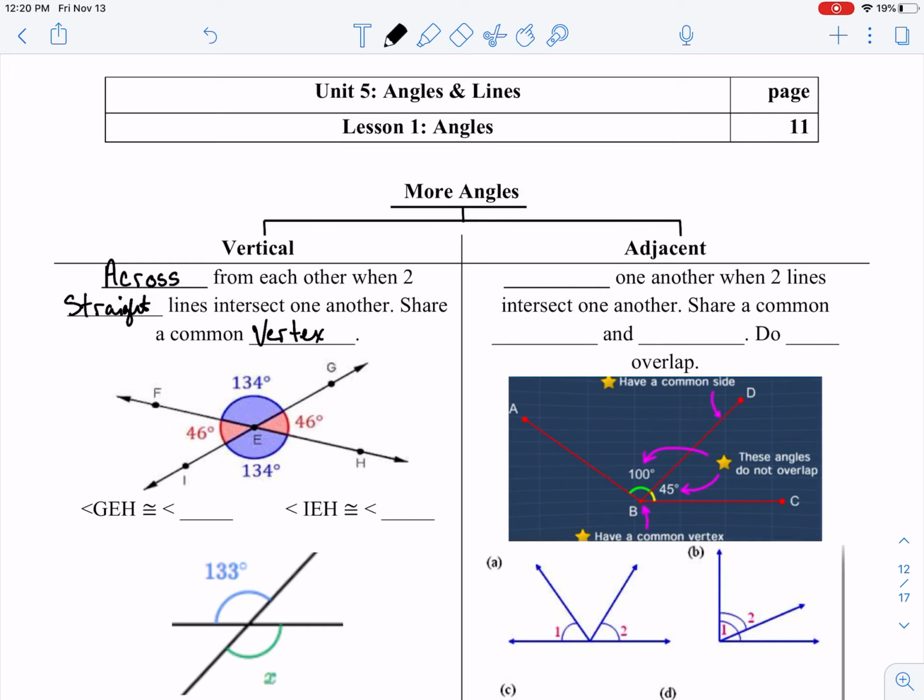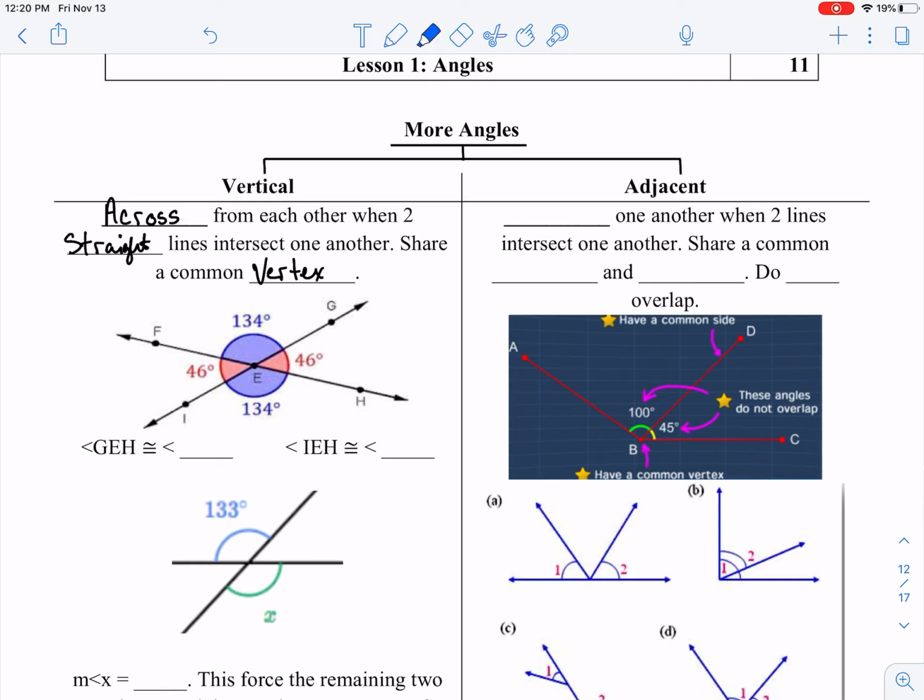Okay, now here, remember, you name angles based off of the vertex, and the vertex will always be the middle point. So G, so if I start my marker here, and I go to E, and then I go to H, this whole piece right here is my angle, okay? So it's 46. Now, which other angle is 46? Because I have the congruent symbol. So I see that this area right here is also 46.